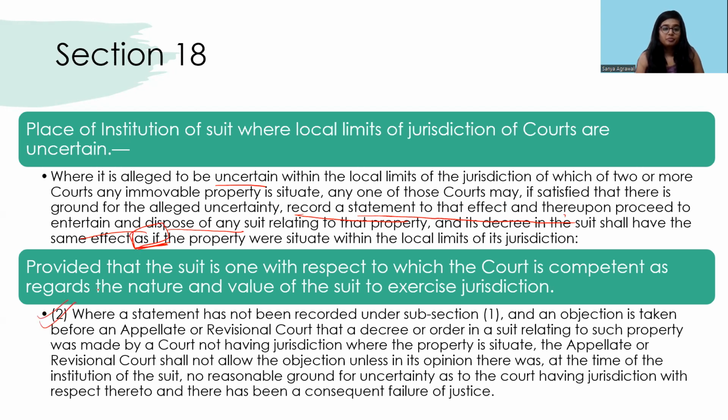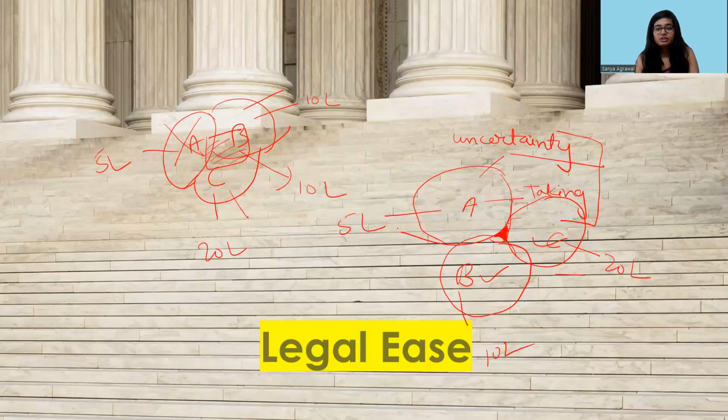Now, this particular provision is important. It says, let's suppose a court does not have jurisdiction, and then also you file a suit. In this particular case, let's say no statement was recorded related to uncertainty. You approached Court B, and Court B took cognizance of this particular property, but later on the opposite parties felt that there was no uncertainty. This property was coming within the jurisdiction of Court C, and therefore Court B did not have the jurisdiction to try it, or Court B did not write the statement that there is some uncertainty. That's why they are taking up the matter.